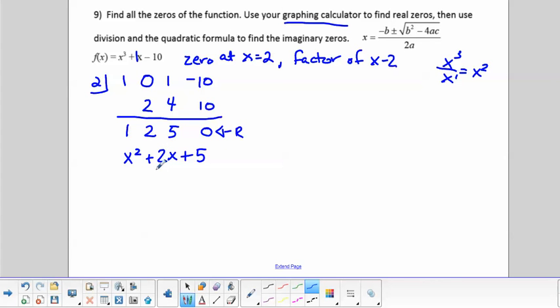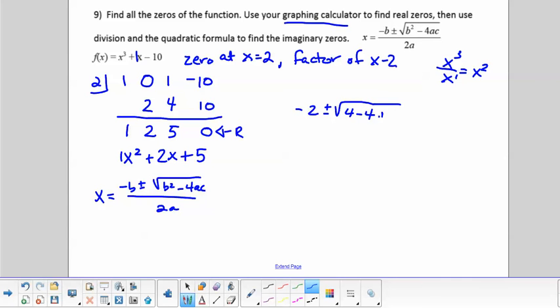So we're going to do quadratic formula. Remember the formula, negative b plus or minus the square root b squared minus 4ac over 2a. So we're going to put our numbers in. A is 1, b is 2, c is 5. So I have negative 2 plus or minus square root 2 squared is 4 minus 4 times a times c over 2 times a.